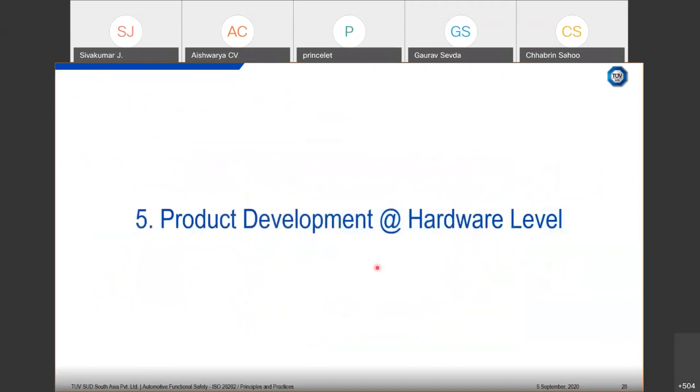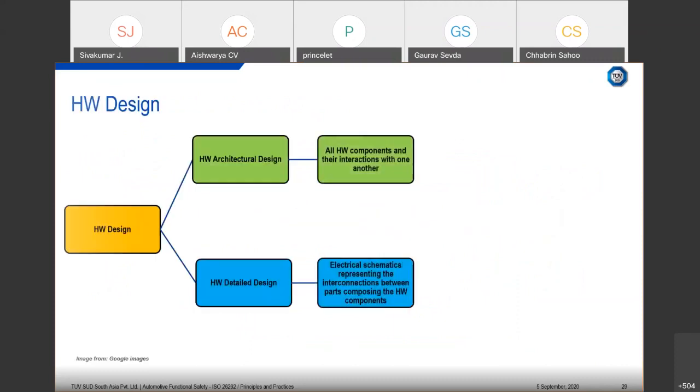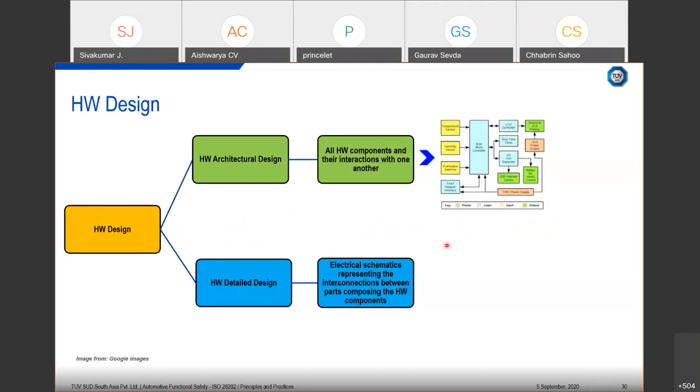And now we are into product development at the hardware level. At the hardware level, there are two levels of design: one is high level design and the other is low level design. When I say high level design, it is a kind of block diagram, showing which different blocks you have, like the power supply block, the controller, and the driver circuits. So you will have a number of blocks in the hardware aspect. That is the high level design.